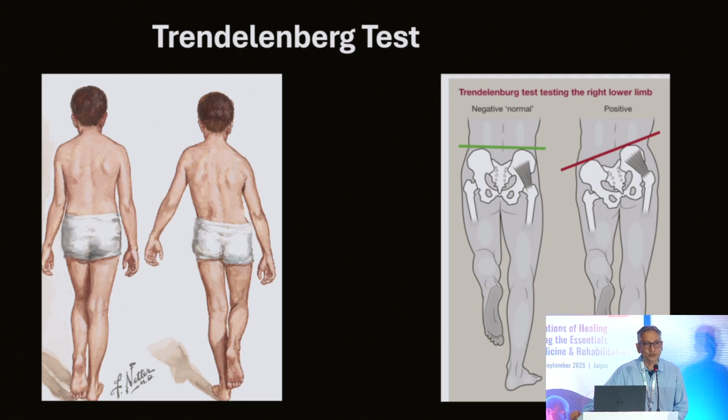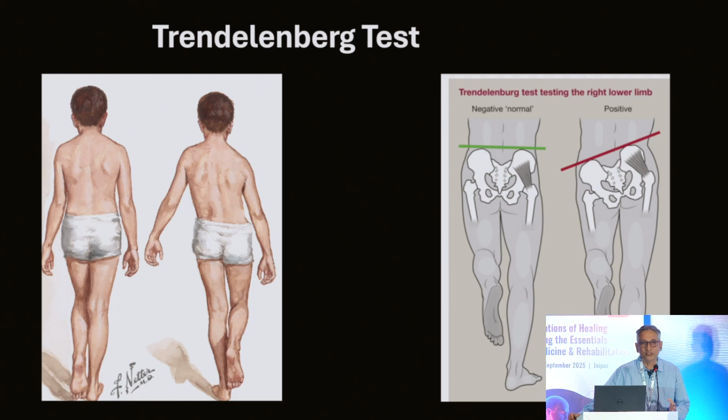Then ask the patient to stand. So first explain to the patient, ask him to stand on the normal limb, then do it on the abnormal side. Then look for the drop in the pelvis. So that is how you should test the Trendelenburg test.